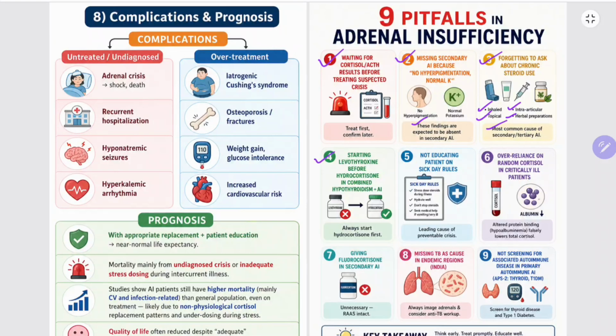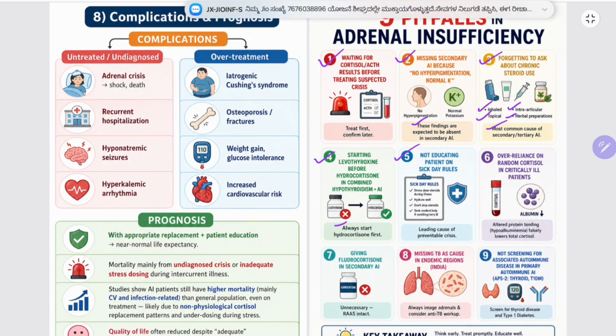So, fourth pitfall, starting levothyroxine before hydrocortisone in combined hypothyroidism. It can land up with AI. Always start hydrocortisone first. Fifth, not educating the patient on sick day rules, which can lead to a preventable crisis. And over-reliance on random cortisol in critically ill patients.